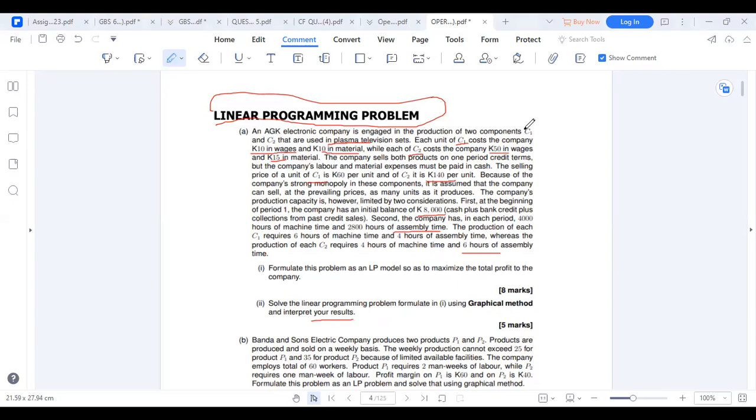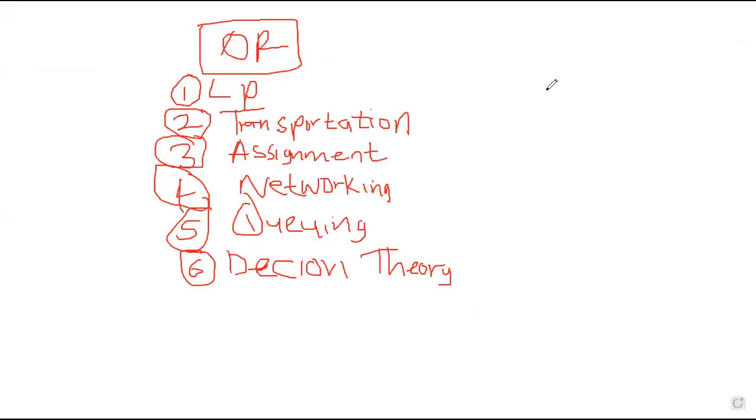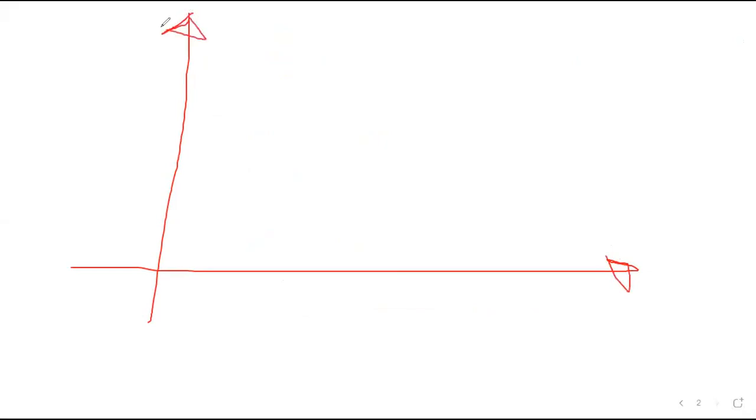Under the graphical method, as we solve this one, when you are using the graphical method, the presentation of the graph should always have the X1 and X2. So we have the X1 and X2. Now, there is one thing we need to do here.